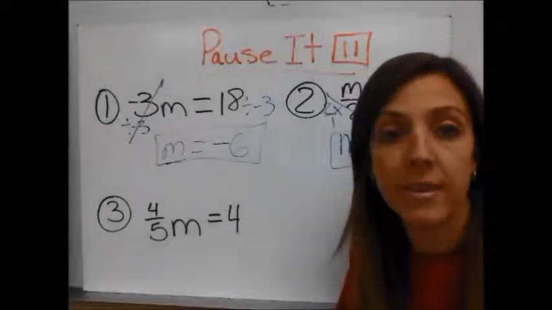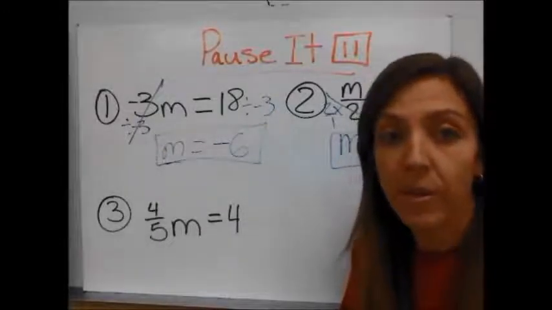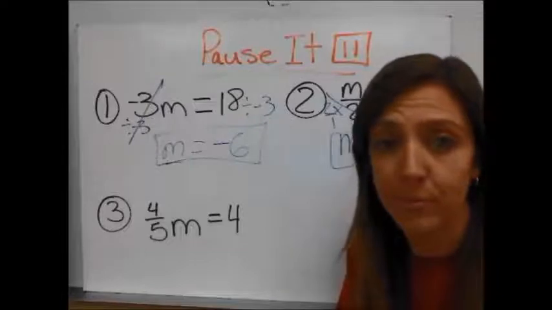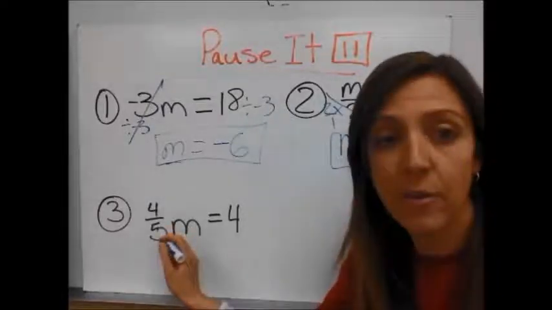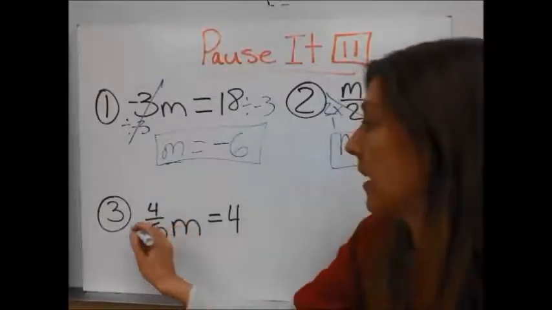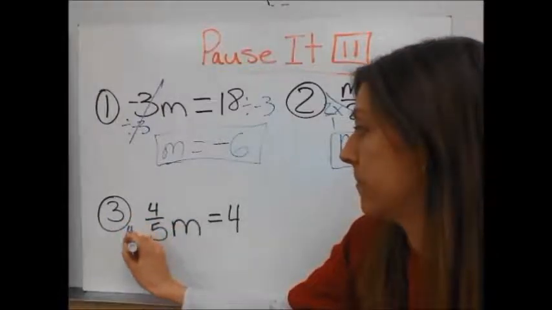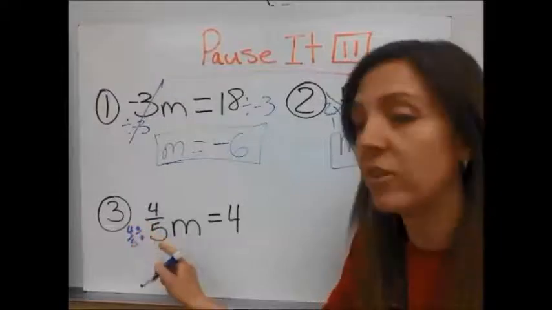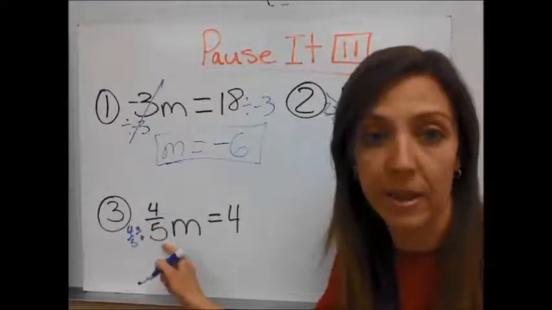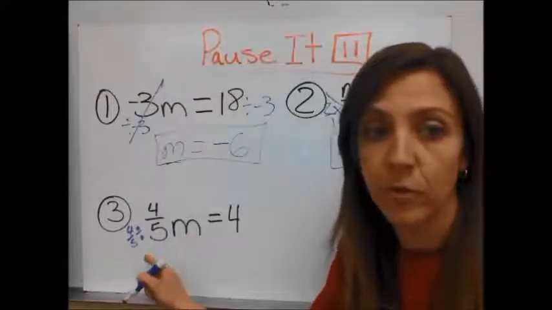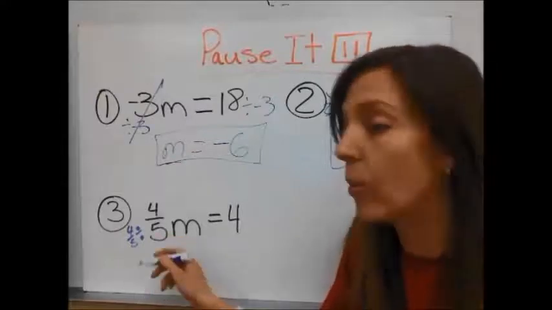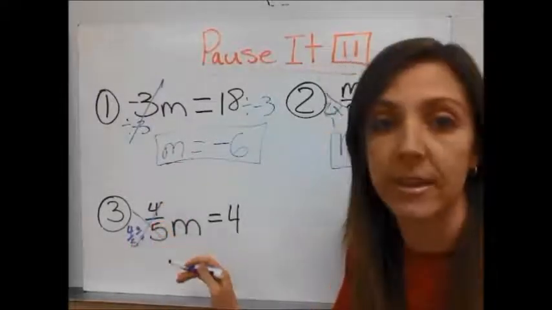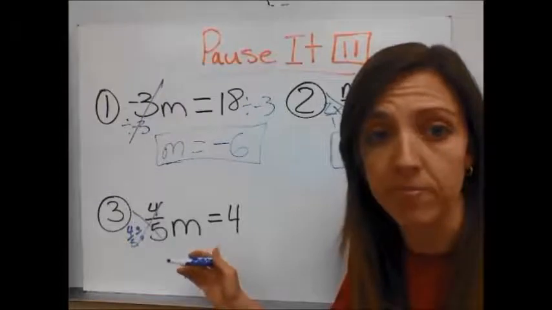Last one, 4/5 m equals 4. Now, here I'm going to use a reciprocal, okay? I know that if I divide 4/5 by 4/5, it's just going to cancel out. Division is the inverse operation for what's happening here. This is multiplication. So 4/5 divided by 4/5 is just 1. 1m is the same as just m by itself, because 1 times m is m.